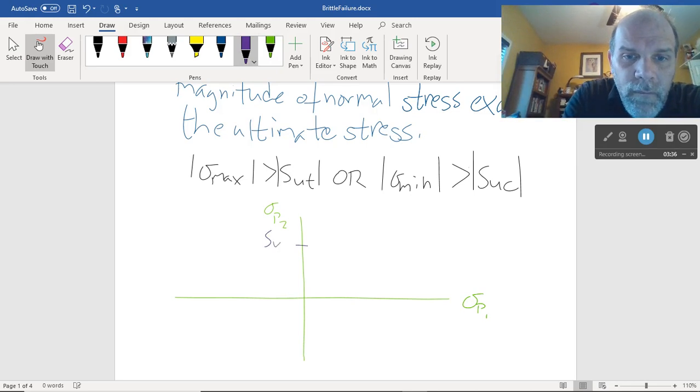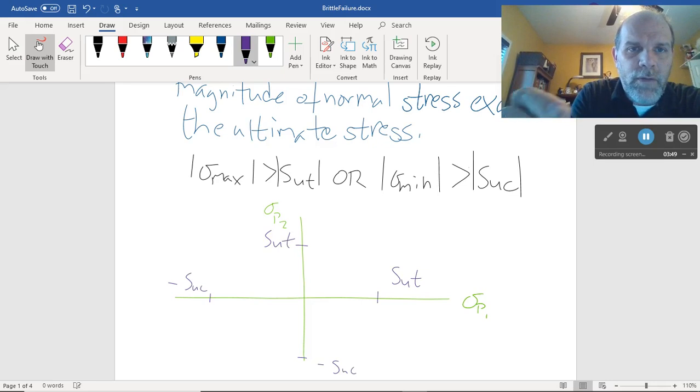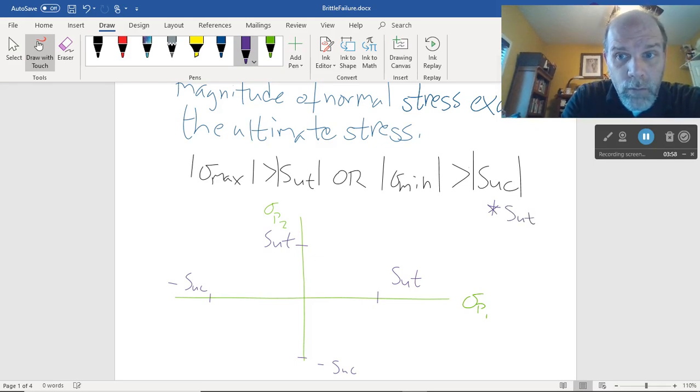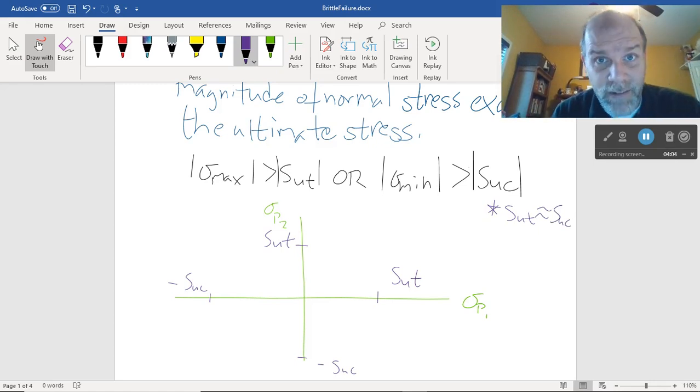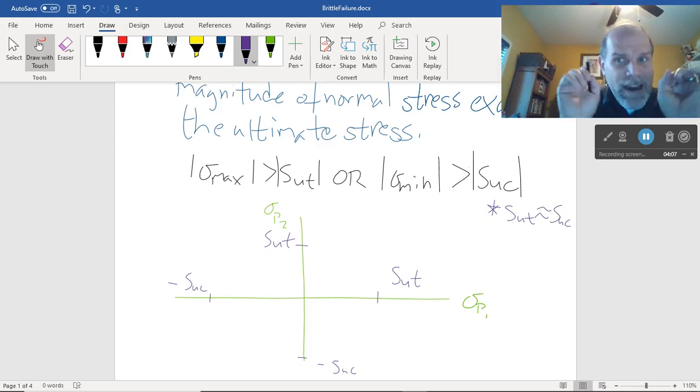And I'll have SUT, start up there. I'll have SUT down over here, minus SUC over here, minus SUC over here. We're making an assumption here, by the way. This works when the ultimate strength in tension is pretty much the same as the ultimate strength in compression. We want that within maybe a few percent. That's what we're after here.